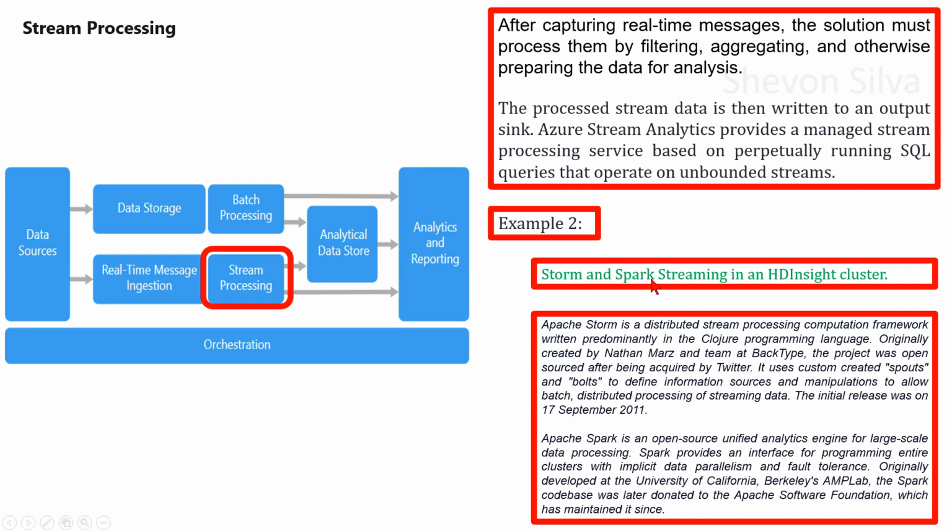Apache Spark is an open source unified analytics engine for large scale data processing. Spark provides an interface for programming entire clusters with implicit data parallelism and fault tolerance. Originally developed at the University of California, Berkeley's AMP lab, the Spark code base was later donated to the Apache Software Foundation, which has maintained it since.